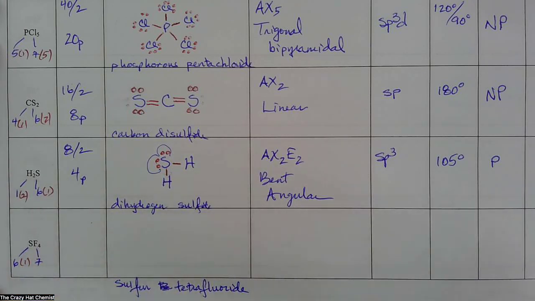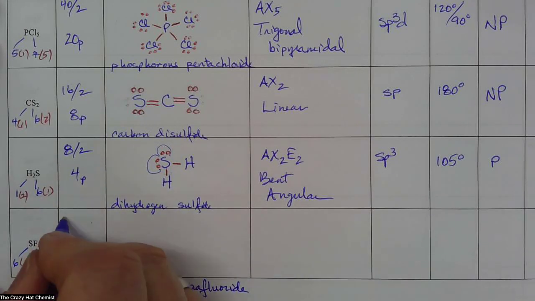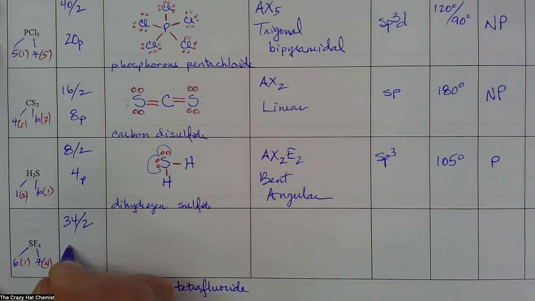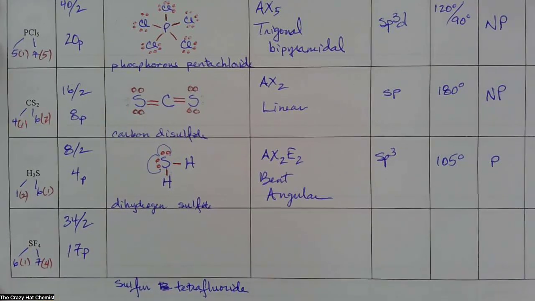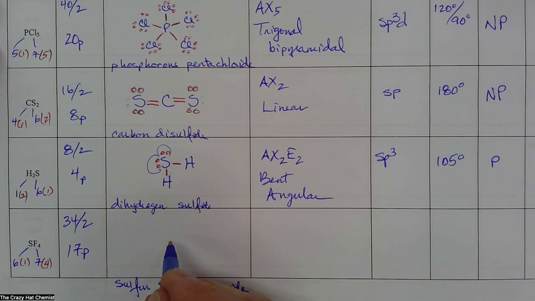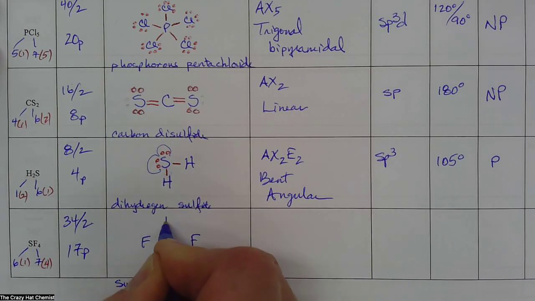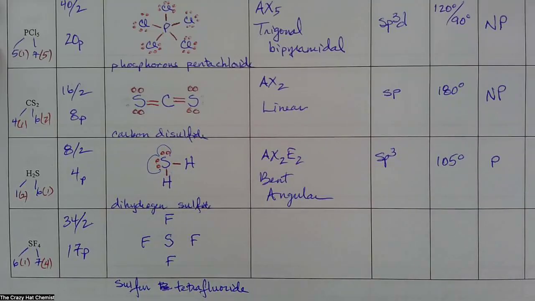Fluorine has 7 valence electrons, of which there are 4. And so that's a total of 34 electrons. Divide by 2, that's 17 pair. The least electronegative goes in the middle. That's not going to be the fluorine. That's going to be the sulfur. And then the fluorines are going to surround it. Here we go. There's 1, there's 2, there's 3, and there's 4, just like we've always been doing.